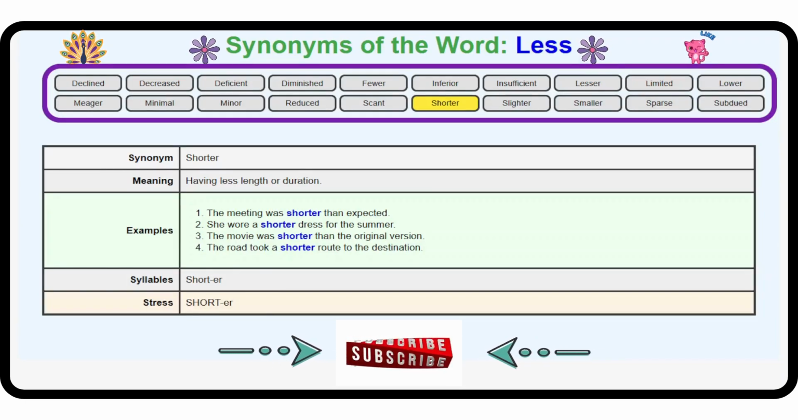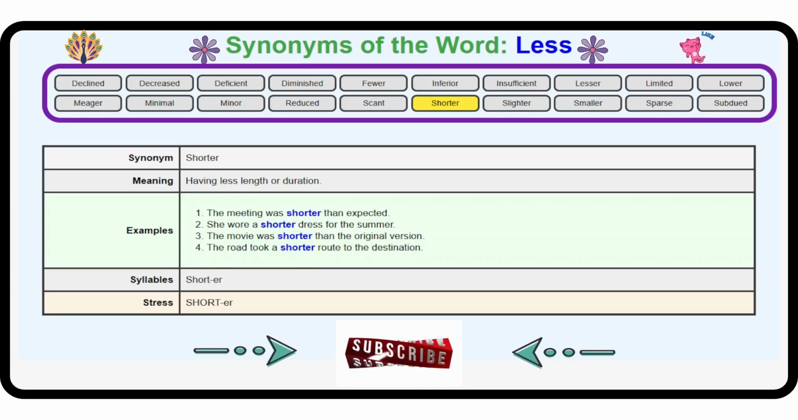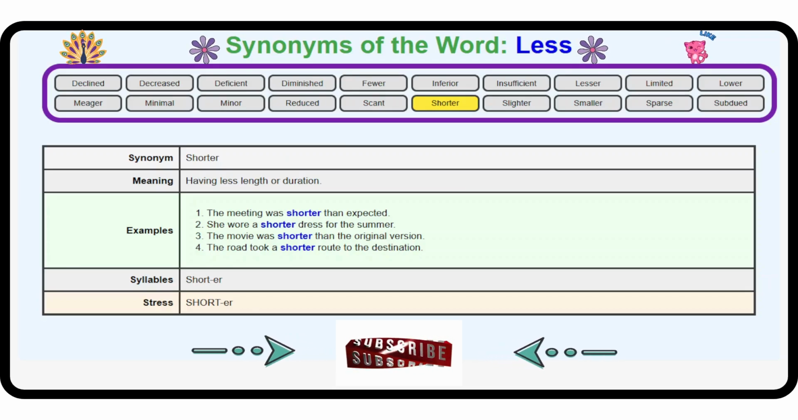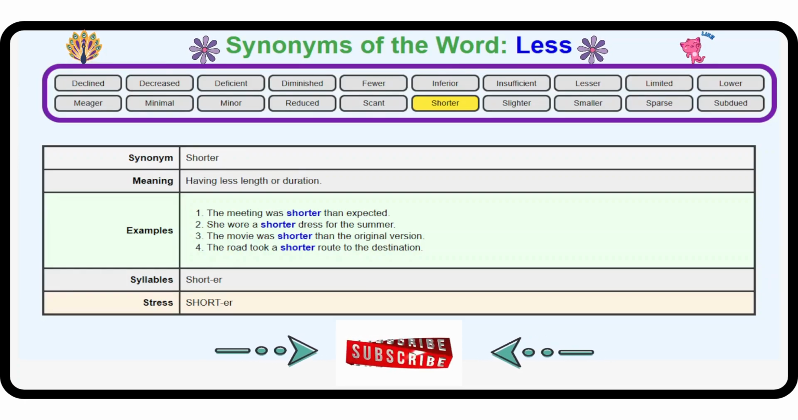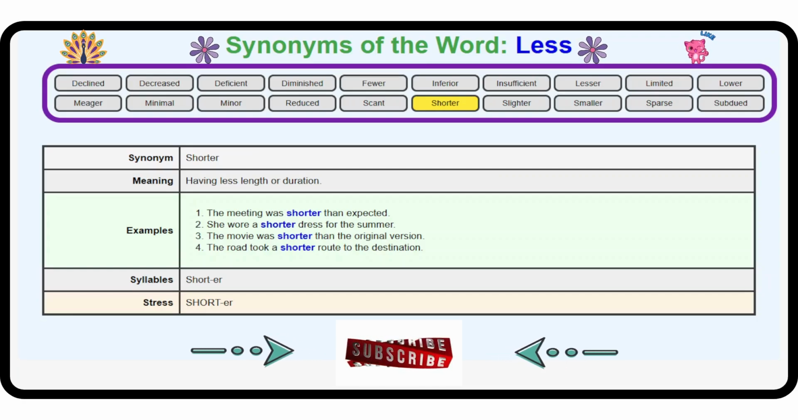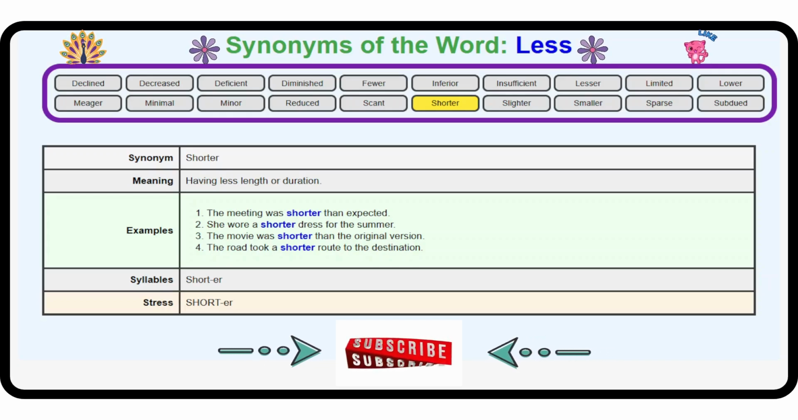Synonym, shorter. Meaning, having less length or duration. Example 1, the meeting was shorter than expected. Example 2, she wore a shorter dress for the summer. Example 3, the movie was shorter than the original version. Example 4, the road took a shorter route to the destination. Syllables, shorter. Stress, shorter.